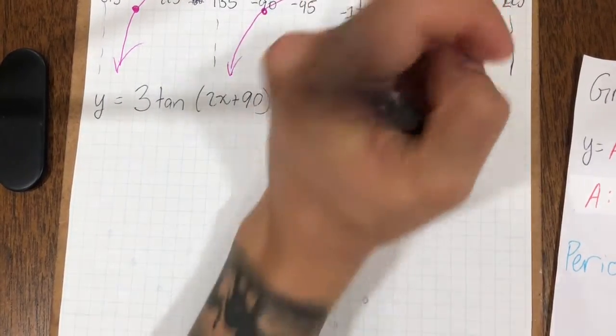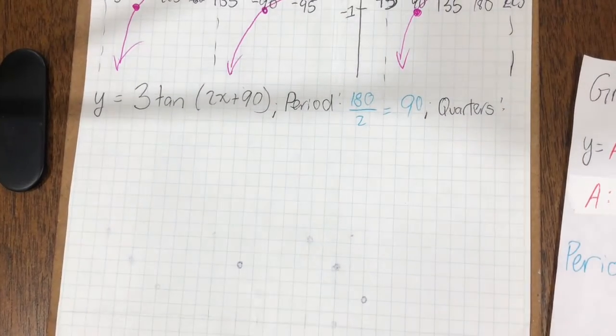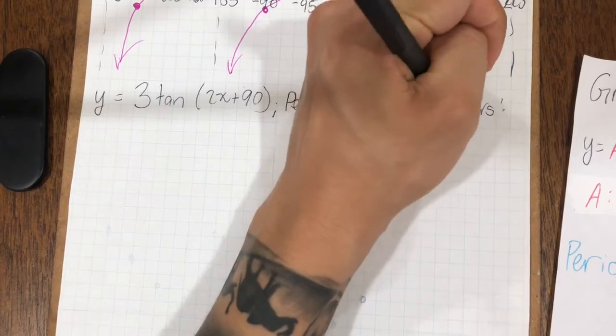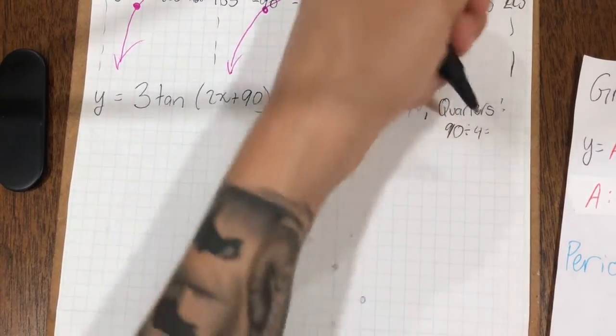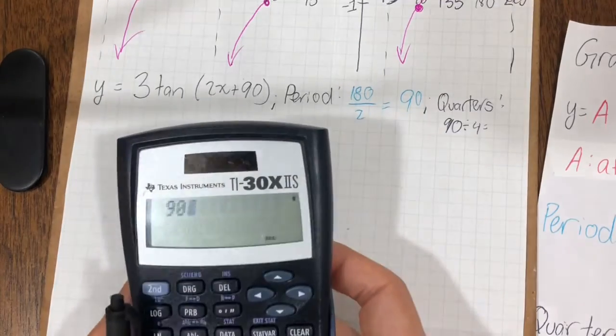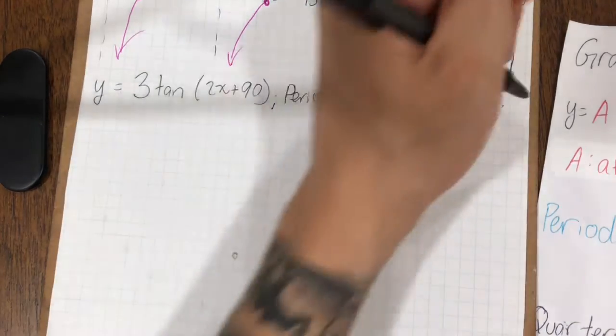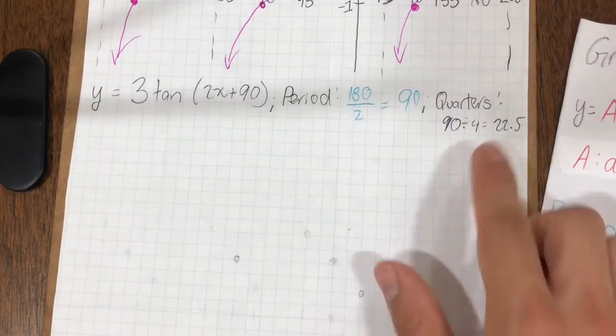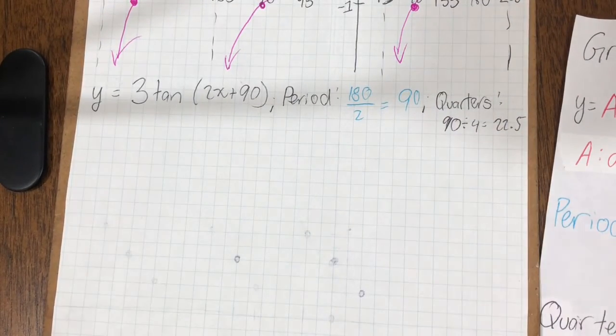So for the quarters, I have 90 divided by 4, and that should give me 22.5. So to get from one x value to the next, I'm going by 22.5. So far so good.